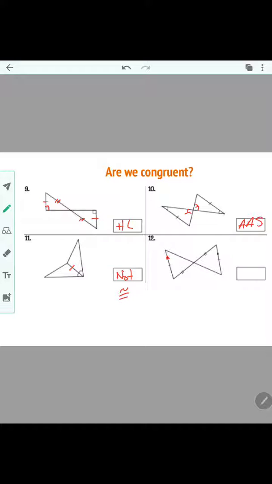And lastly, for number 12, again, these are parallel lines, so we can say that these angles are alternate interior, congruent to each other, so we have side, angle, side congruence.